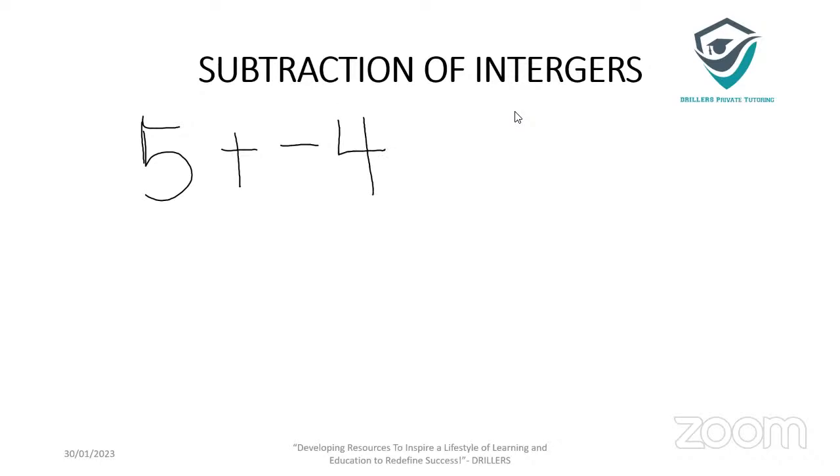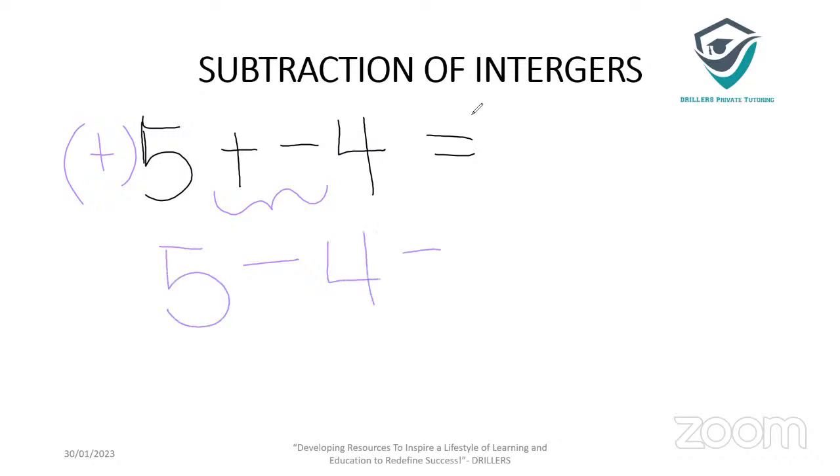Now remember that first 5 there, of course, it's a positive. That's understood because it doesn't have anything written in front of it. And these two signs here can be replaced with take away, subtract, minus, whatever you want to call it. So now if I want to rewrite this question, I can write it as 5 subtract 4.